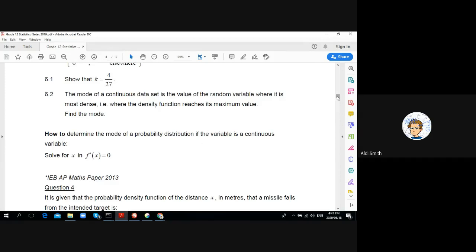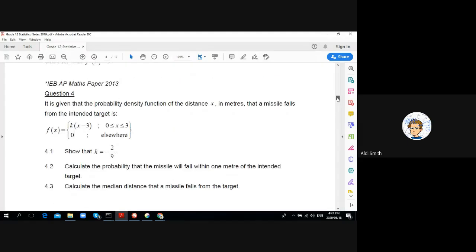Now let's look at the next one, and I want to give you some time to try this one on your own. Question 4: it is given that the probability density function of the distance, x, in meters that a missile falls from the intended target is that. That's your probability density function, and it's only applicable from 0 to 3. First question, show that k is equal to minus 2 over 9. That's pretty easy. We've done quite a few of these examples, so I want you to try it.